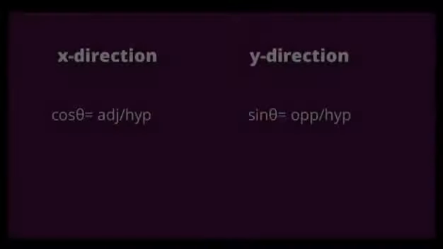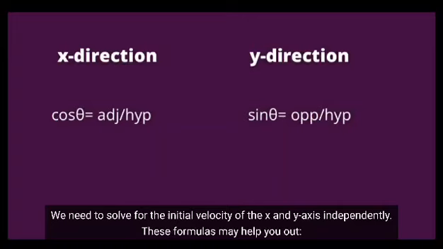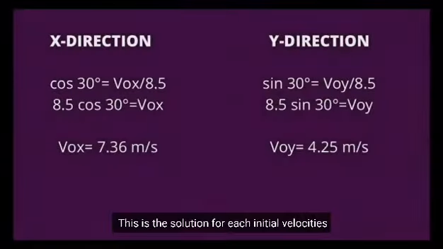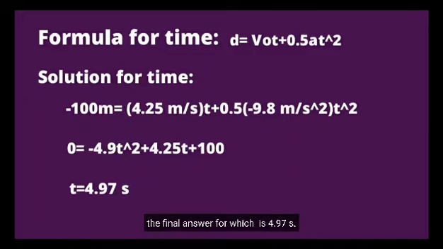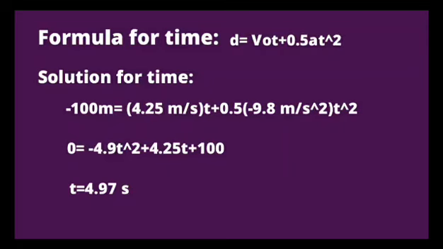We need to solve for the initial velocity of the x and y axis independently. These formulas may help you out. These are the solutions for each initial velocity. You just plug in the given amounts for each variable needed, with 30 degrees. For time, plug in the two initial velocities in the equation and calculate to get the final answer, which is 4.97 seconds.